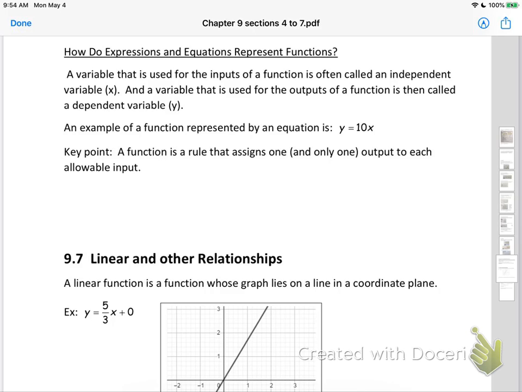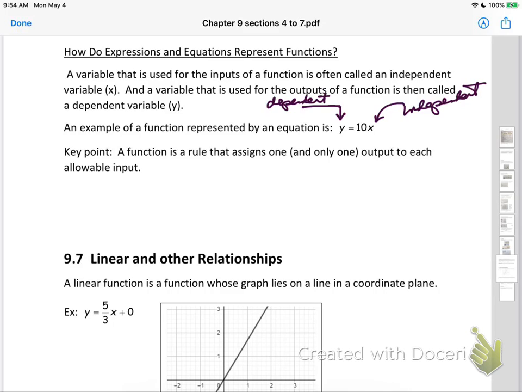How do expressions and equations represent functions? So this says a variable that is used for the inputs of a function is often called an independent variable. And a variable that is used for the outputs of a function is then called a dependent variable. Okay, so this is how it works. This is your output. Okay, it depends on your input. Okay, your input doesn't depend on anybody.